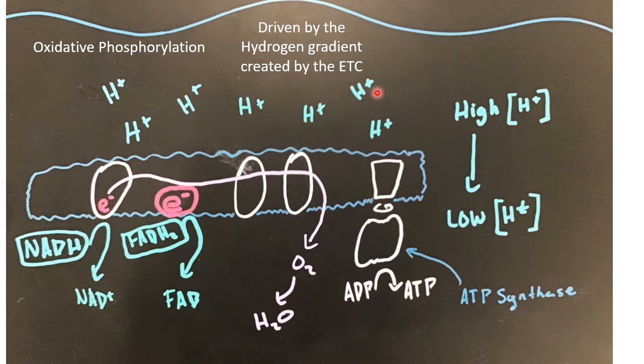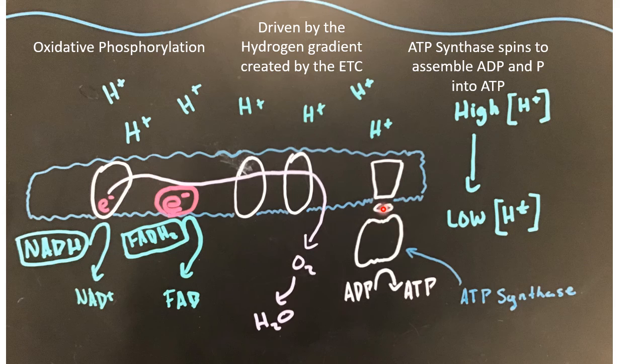When they flow through our ATP synthase, it creates a spinning, so our ATP synthase molecule will spin, and when our hydrogens flow through and create the spinning motion, it allows the synthesis of ADP and a phosphate molecule to create ATP. This is an example of chemiosmosis, the use of a hydrogen gradient to drive cellular work and to create the synthesis of ATP. The vast majority of ATP production in cellular respiration occurs in this electron transport chain.